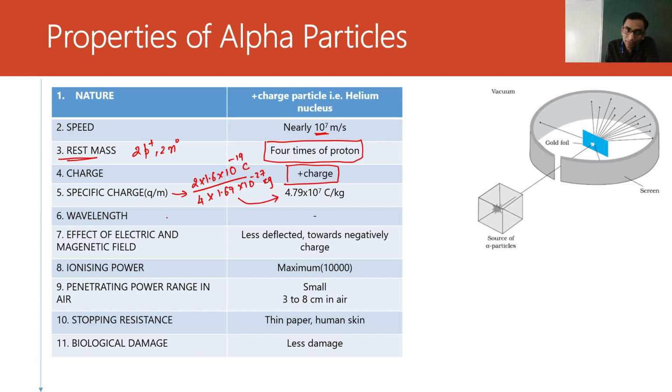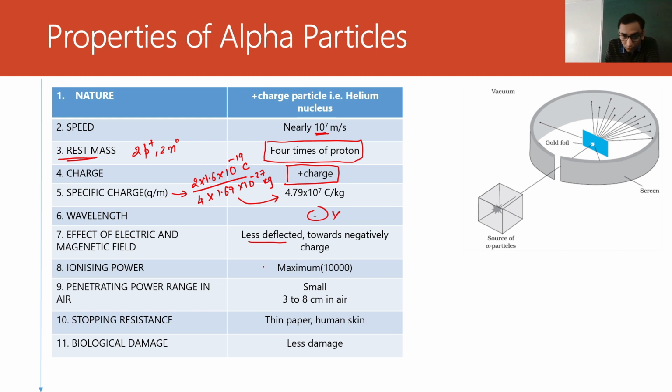Very well, calculate this and you will get this answer. Since it is a particle and not a wave at this moment of time, we don't want to calculate its wavelength. Now, it deflects towards the negative charge because it itself is positive. So it would want to go towards the negative plate. We will discuss that.